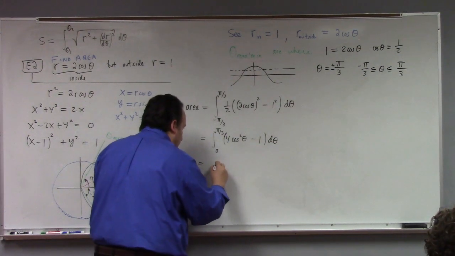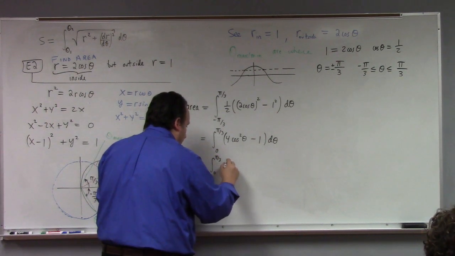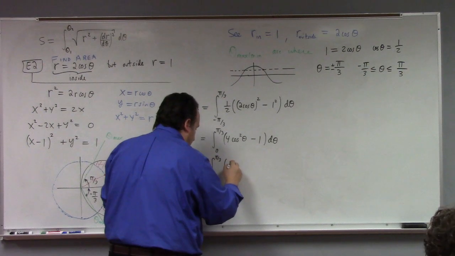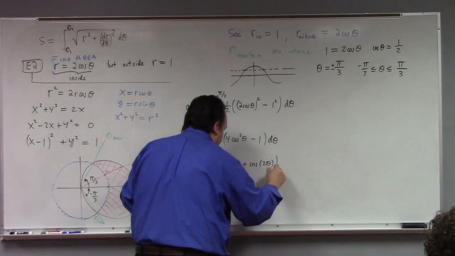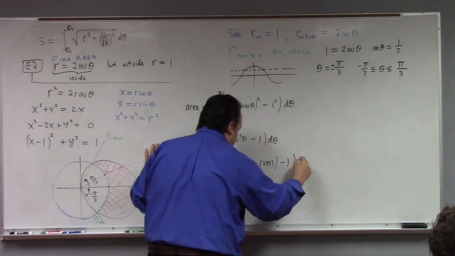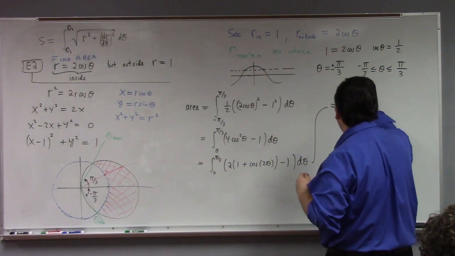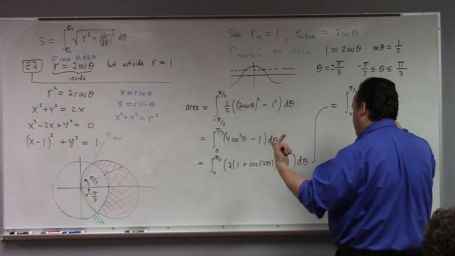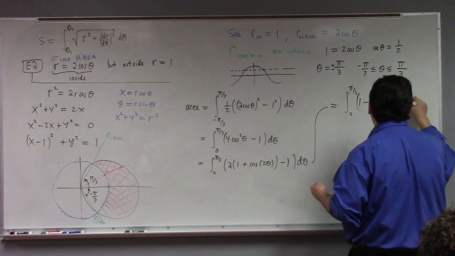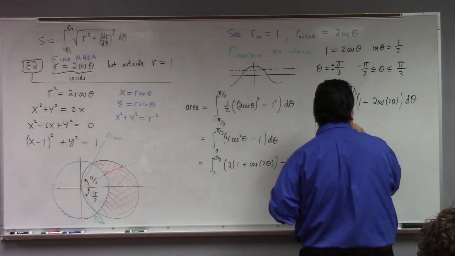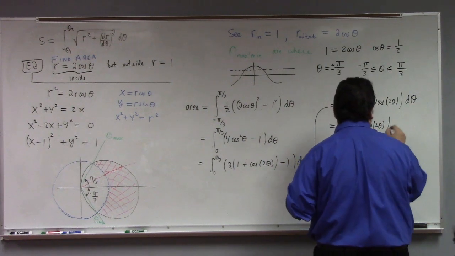which is the integral from 0 to pi over 3 of 2 times 1 plus the cosine of twice theta, minus 1, d theta, which is equal to the integral from 0 to pi over 3. 2 minus 1 is 1, so you get 1 plus twice cosine 2 theta d theta, also known as theta plus the sine of 2 theta. Evaluate that thing from 0 to pi over 3.